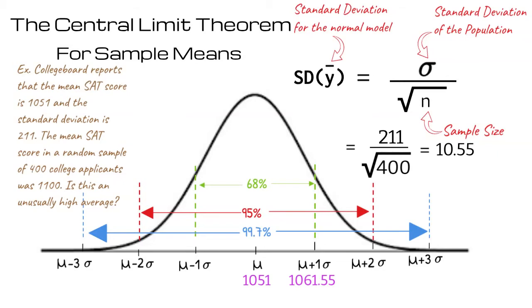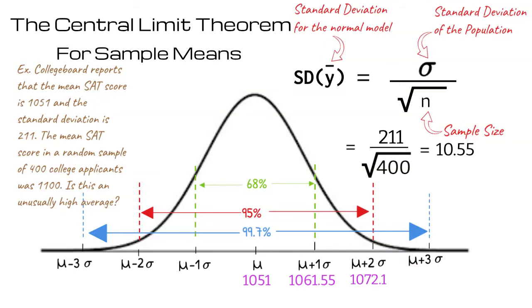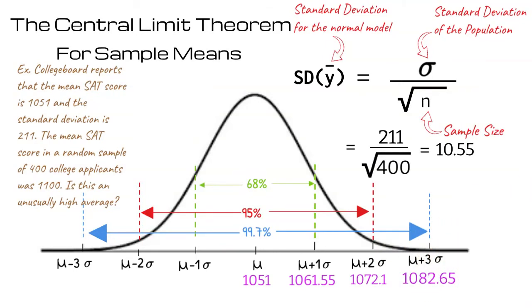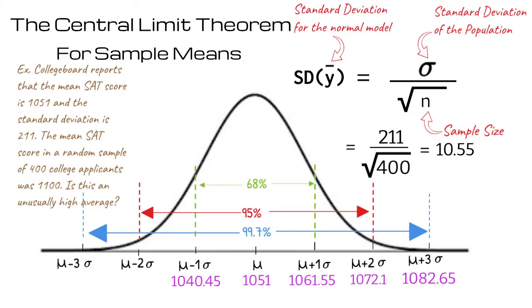Now, we add 10.55 to 1051 to get 1061.55. We add the standard deviation again to get 1072.1, and once more to get 1082.65. We take 10.55 from 1051 to get 1040.45. We take the standard deviation away again to get 1029.9, and once more to get 1019.35.